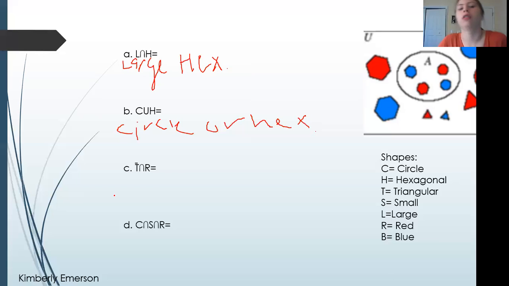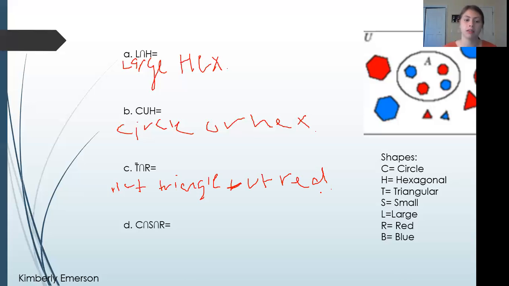So we did learn previously, if we look at letter C, we see that there's a line above the T, which means everything except triangles. So we're going to do not triangles. Not triangle. And then not triangular, but red. So red is included.